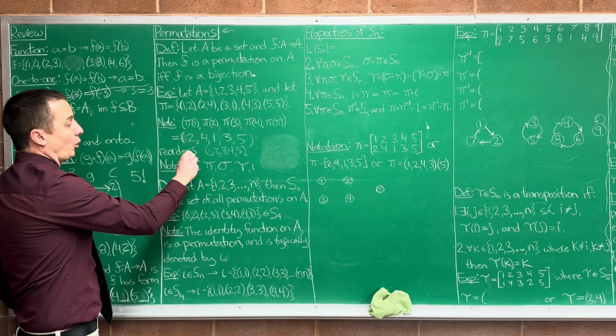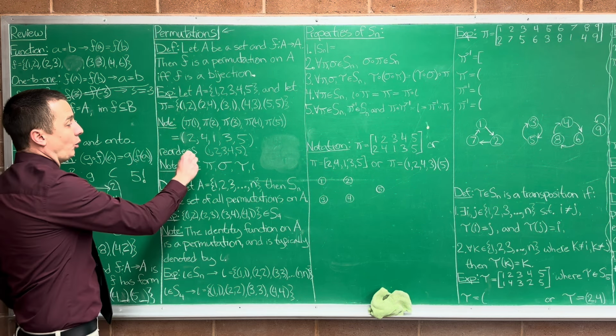It maps 1 to 2, or in other words, it puts 2 in the first position. It maps 2 to 4, or in other words, it puts 4 in the second position. It maps 3 to 1, or in other words, it puts 1 in the third position. Make sense? Okay. So, pi just reorders the numbers 1, 2, 3, 4, 5. Think I've stressed that enough.